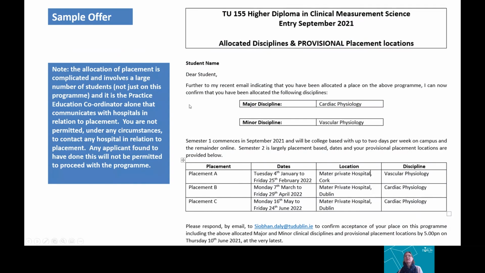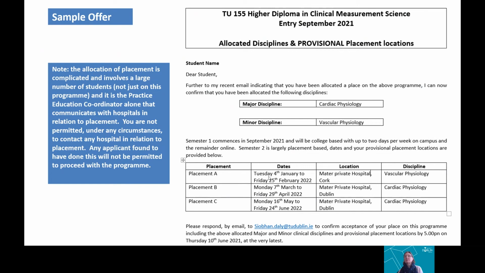So you will get a letter if you're successful, and it will tell you what we have designated your major discipline to be and your minor discipline. In this case, it's cardiac and physiology. You will be told where your 3 placements are, the start and end dates of each one. These were the dates for the group that are in first year now. You'll be told provisionally what hospital each one will be in. And you can see in this case, this person's major discipline is cardiac. So they do 8 weeks in placement B and a further 6 weeks in placement C. And they do 8 weeks in their minor discipline.